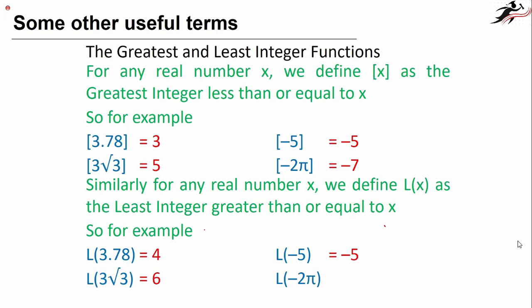Least integer of -2 pi would be what? -6, correct, because it is -6.28. Go to the right from there. The first integer that you come across would be -6. So for greatest integer, you go to the left on the number line. Least integer, you go to the right.